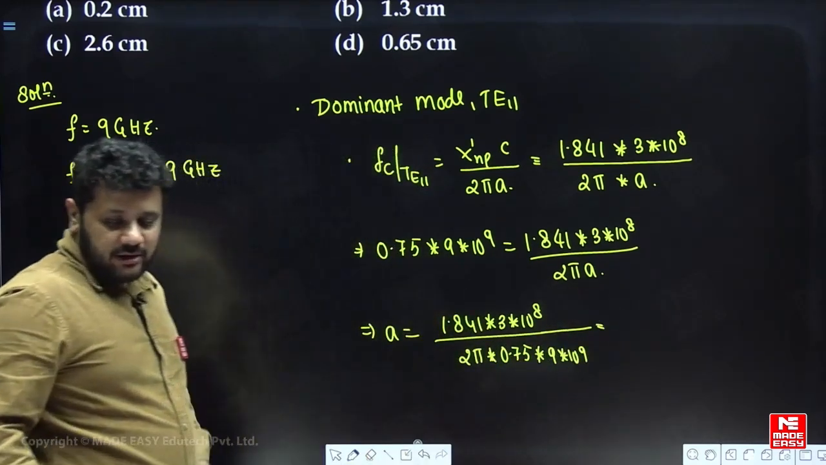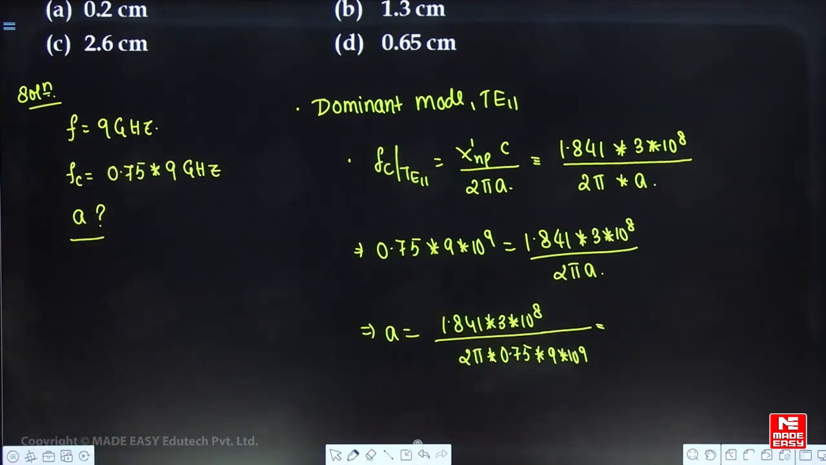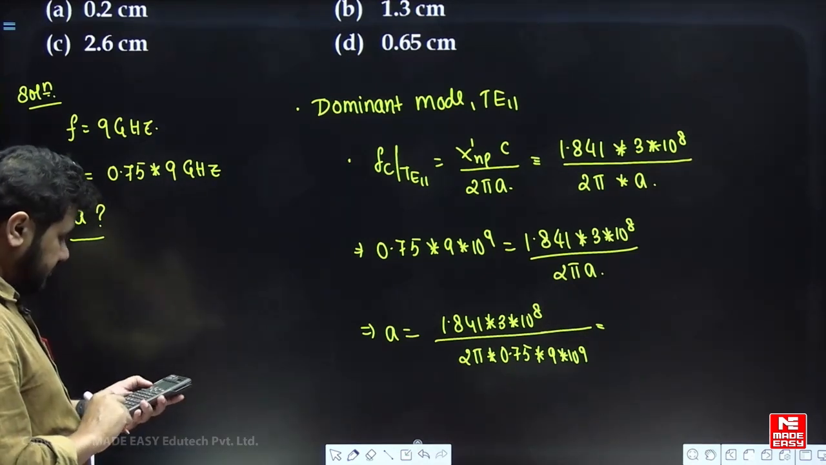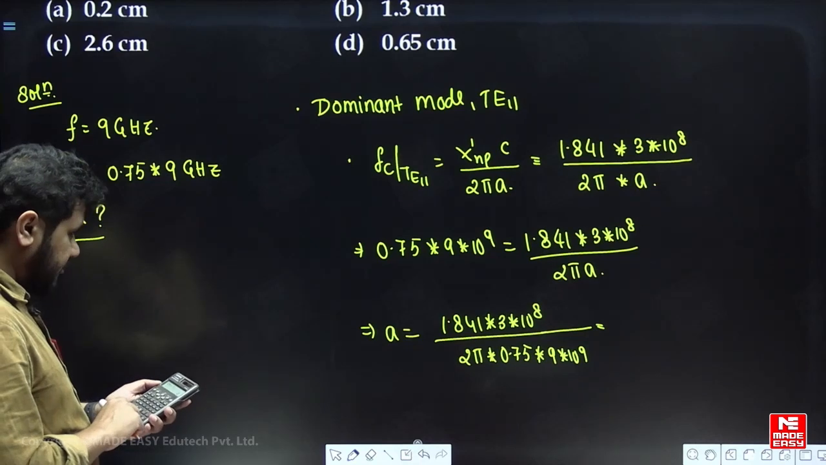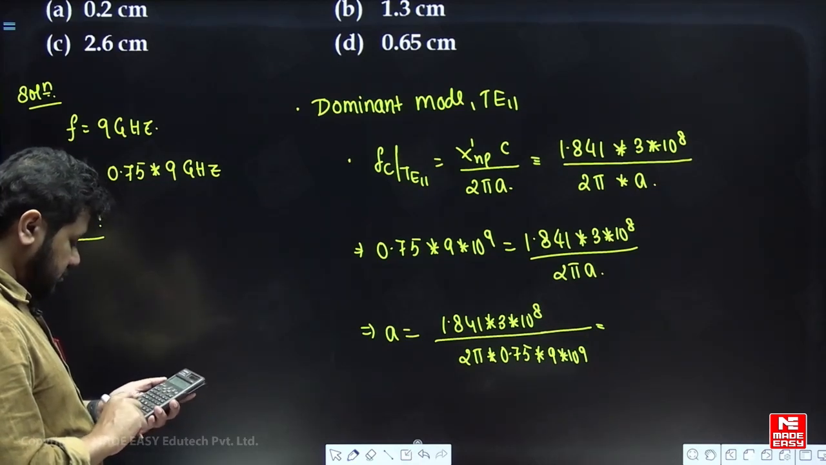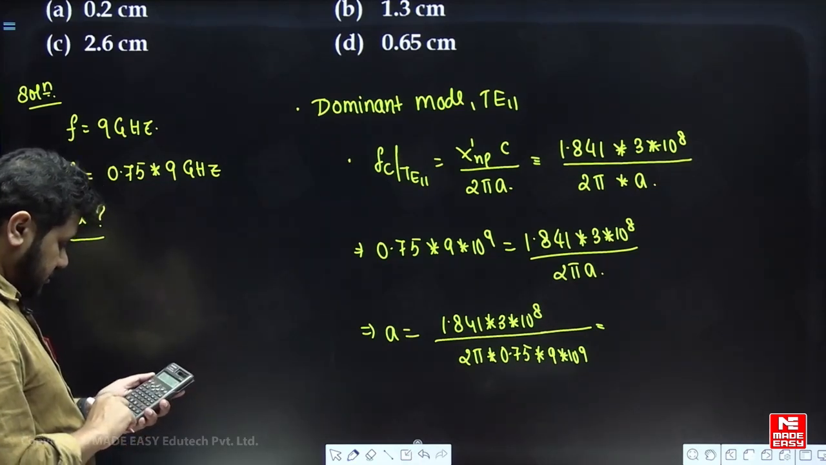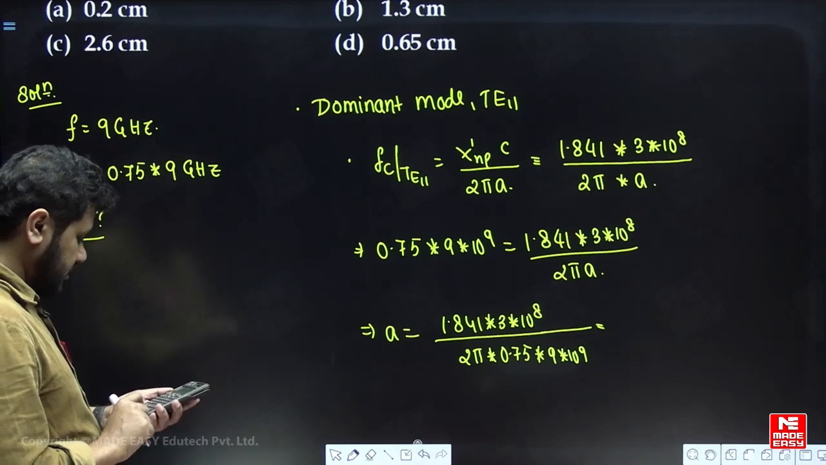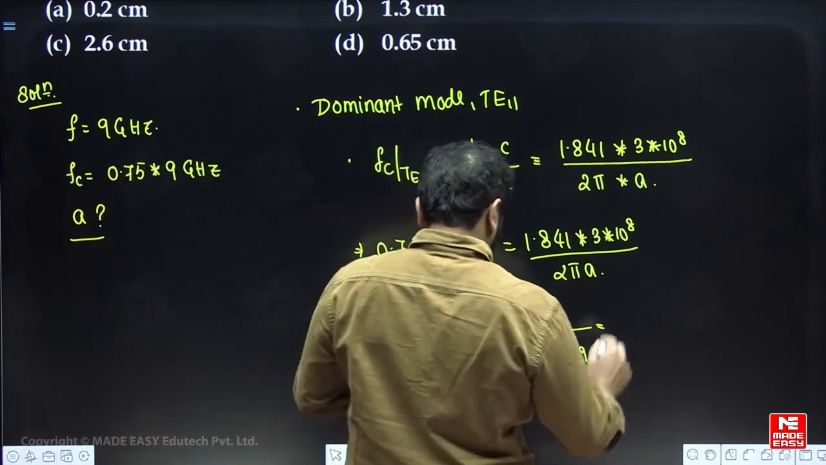So let us calculate this value using the calculator. Right, so we have to use 2 pi into 0.75 into 9 to the power 9, 1.841 into 3 to the power 8 divided by answer. So I am getting 1.3 centimeter.